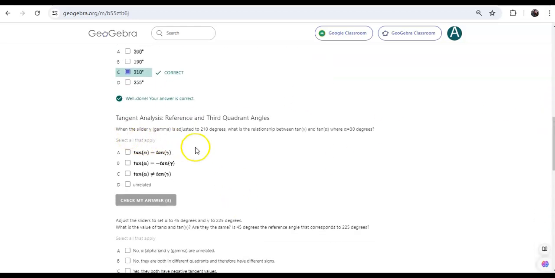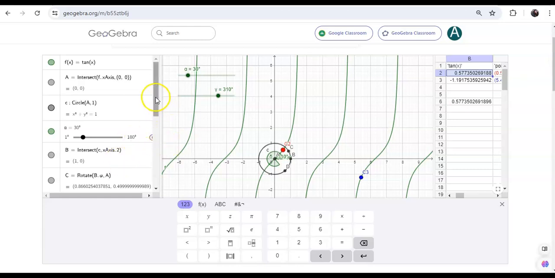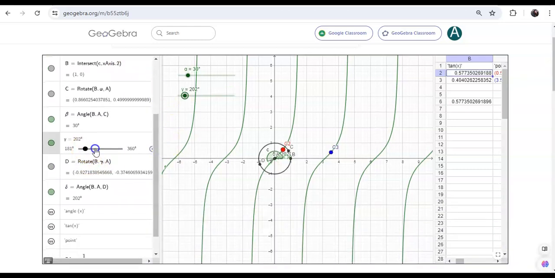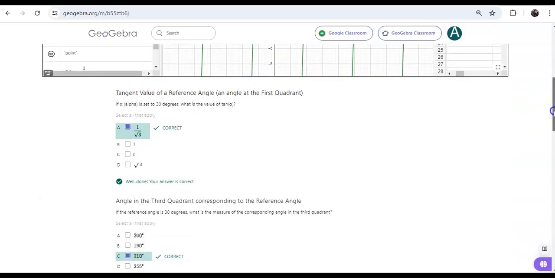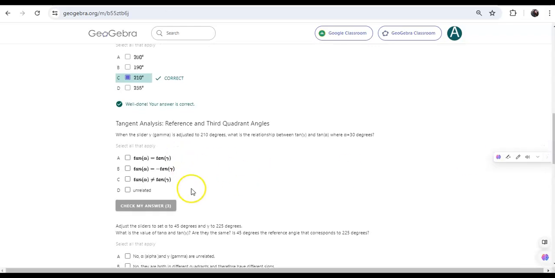The slider gamma is adjusted to 210 degrees. What is the relationship between tangent gamma and tangent alpha, which is 30 degrees? So we'll change gamma to 210. What did you notice? Yes, they have the same tangent values. So what's the correct equation here, or the correct inequality? Is it an inequality or an equation? It's an equation. So we have observed that tangent alpha is equal to tangent gamma.